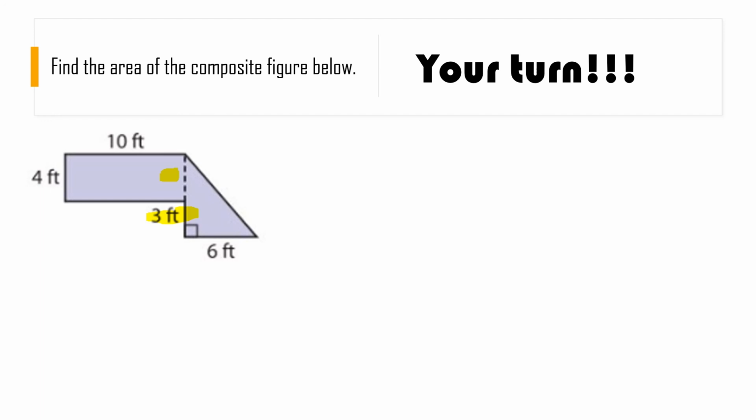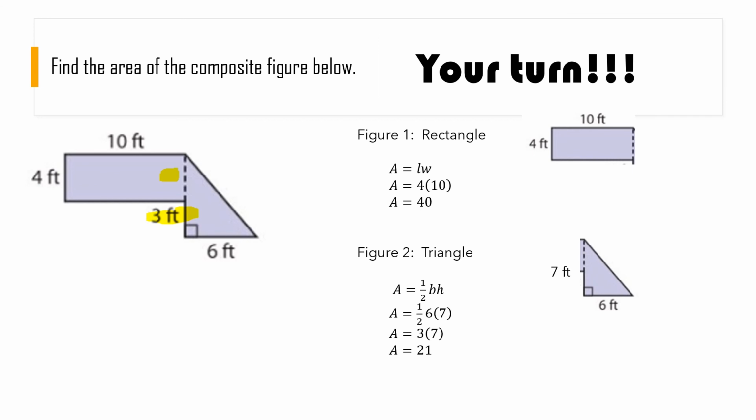Okay, let's see how you did. So figure one, our rectangle, had a length of 10 feet, a width of 4 feet, giving us an area of 40 feet. Our triangle had a base of 6 feet and actually a height of 7 feet. I had to use my 4 feet over here, add it to my 3 feet to get the total height. That gives me an area of 21 feet squared. When I add those two together, the entire composite figure had an area of 61 feet squared.